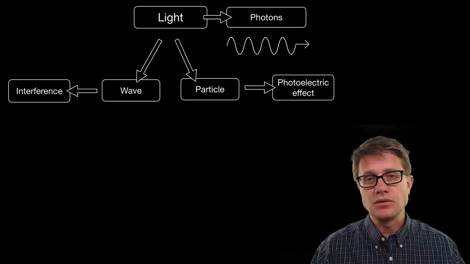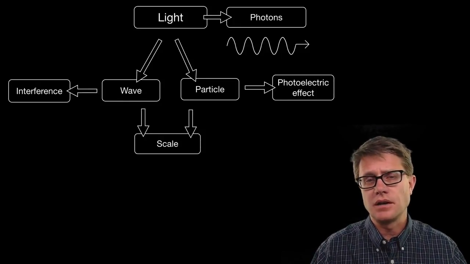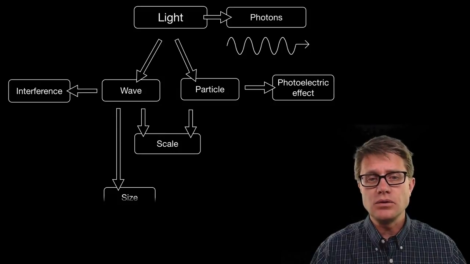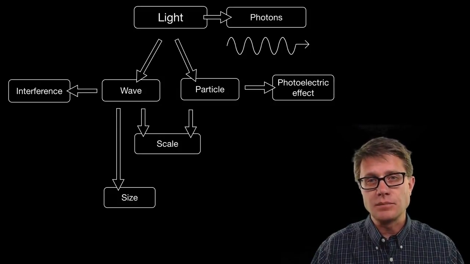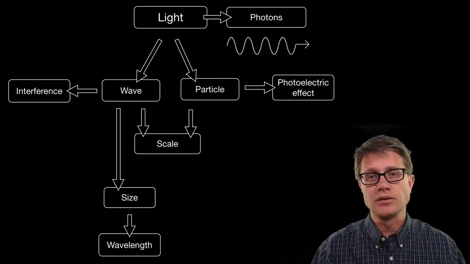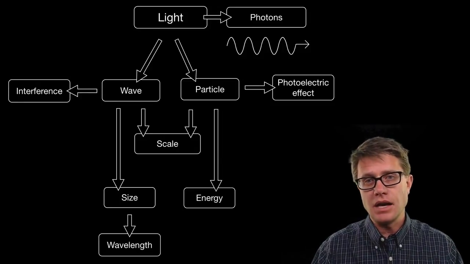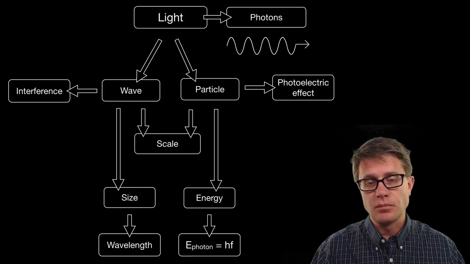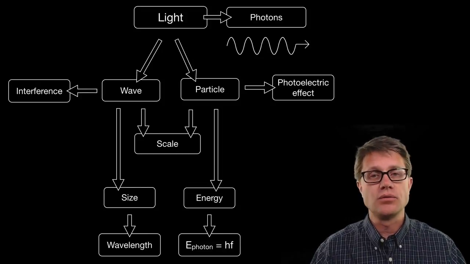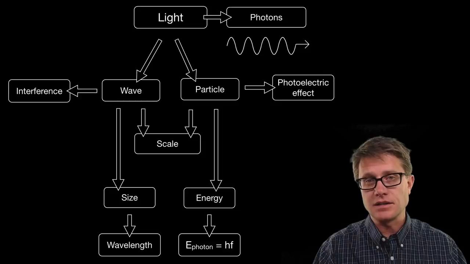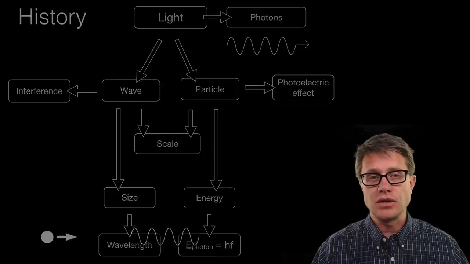And so if you're a physics student or a physicist, how do you know which model to use? Well, it really depends on a sense of scale. We would use a wave model if the size of the objects that we're measuring are comparable to the wavelength of the light. And we would use the particle model if the energy that we're studying is comparable to the energy of a photon. Remember, that's described as Planck's constant times the frequency of the photon itself.